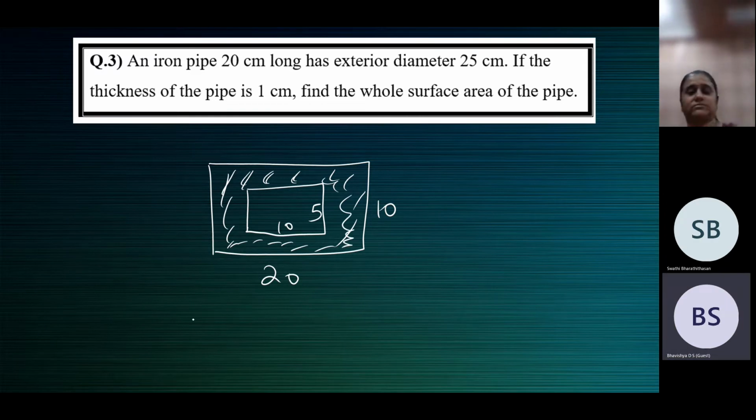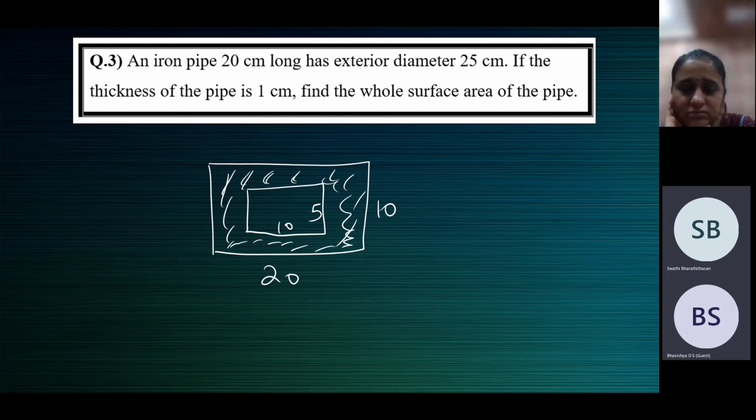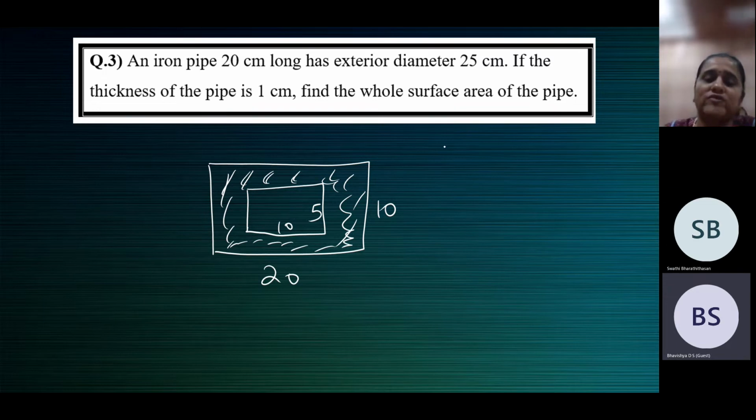Ma'am, L into B into H. Swati, how do you find the area of the shaded region? Ma'am, L into B, area. L into B, correct, Bhavishya. Capital L into B minus small l into b. Area of the outer rectangle minus the area of the inner rectangle.